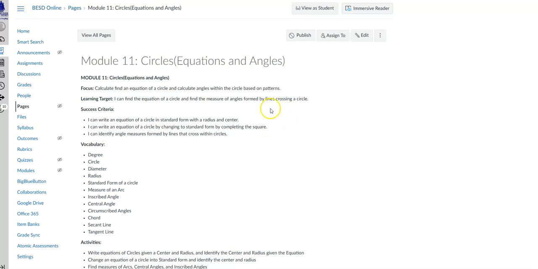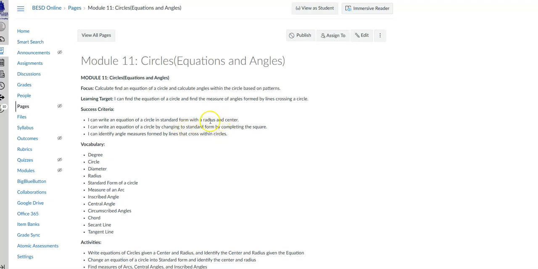Day 2 of Module 11 with circles. We are still looking at our learning target, finding the equation of circles, but this will be day 2. Our success criteria will be to write an equation of a circle by changing it from general form to standard form by completing the square.